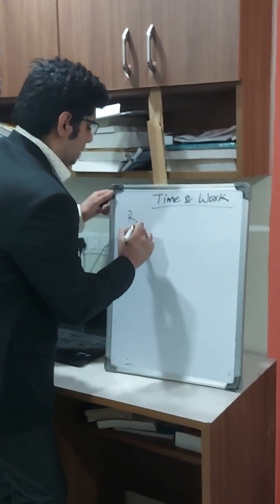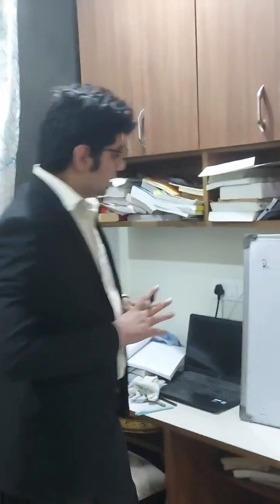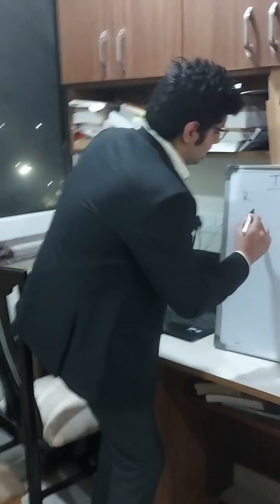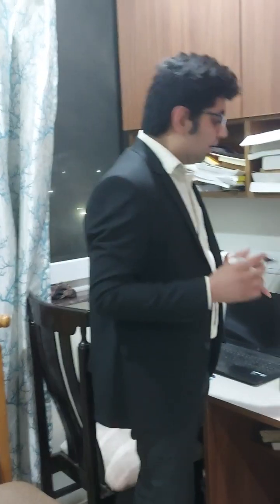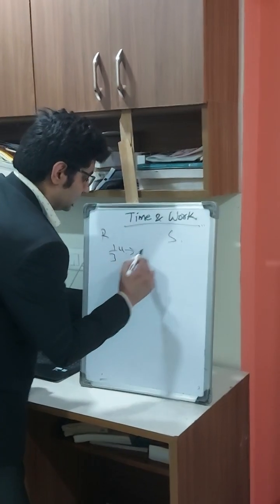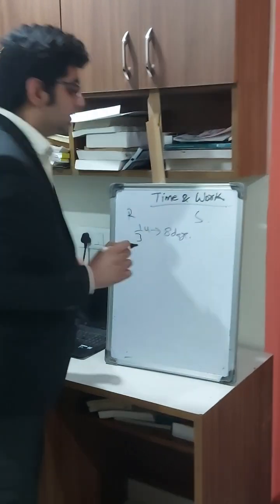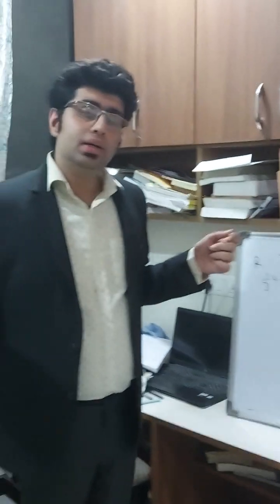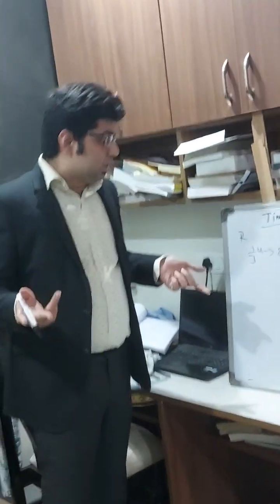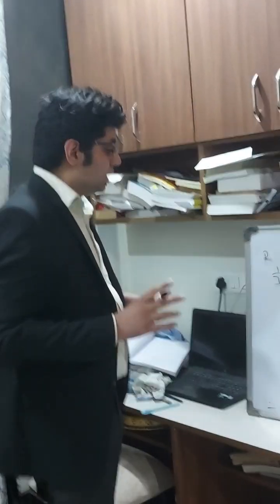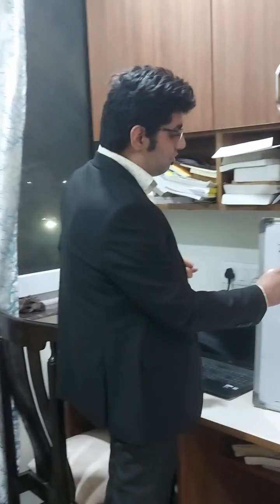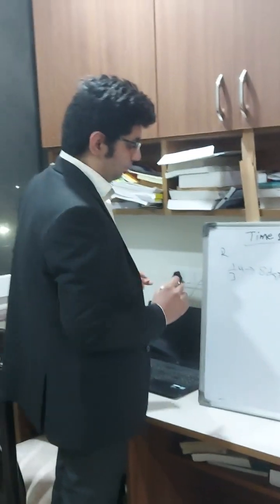Let's take the same example, R and S, Ram and Shah. Here the question is saying Ram does 1/3 unit of work in 8 days, and Sham does the rest of the work in 8 days. So if they work together, how many days will they take to do the complete work? This is the question.